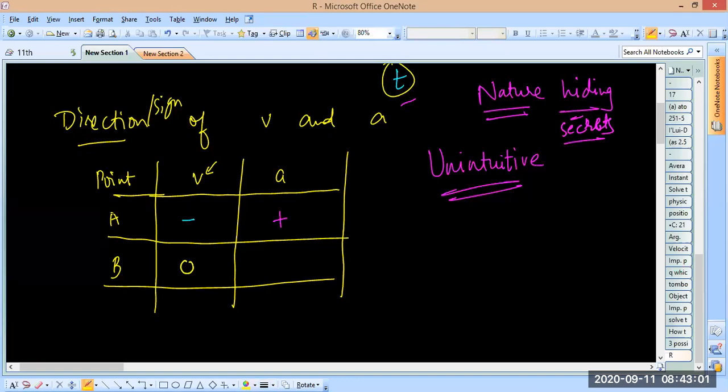Okay. How do we say it in words? V equal to 0. How do you say it in words? In English language? The maths you. How do you say it in words? In English language? Come on. What do you say? V equal to 0 means?